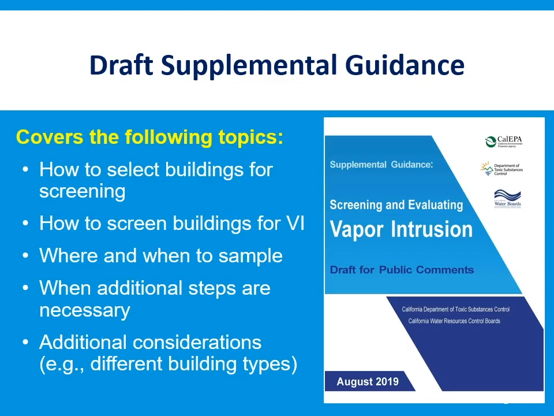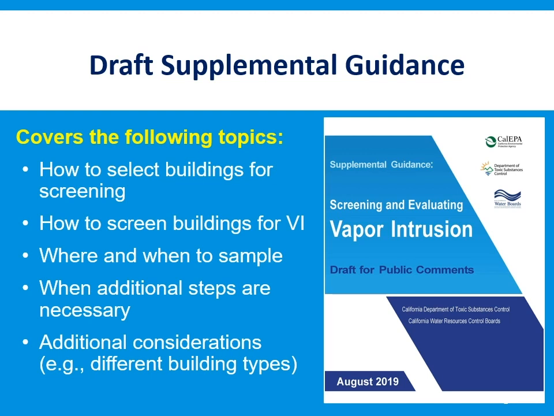The supplemental guidance covers a number of topics. It discusses how to select buildings for vapor intrusion screening. Once a building is identified as potentially being at risk, it provides information on how to screen the building. The guidance talks about where and when to sample. The guidance also provides a framework for additional steps when a building fails the screening process.